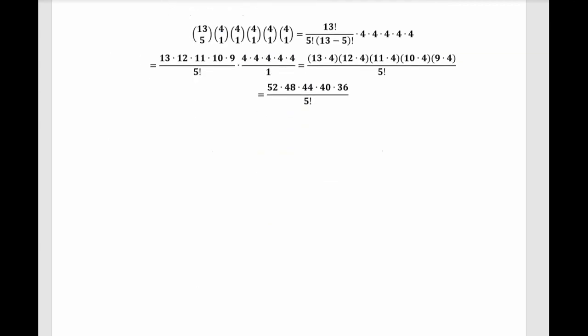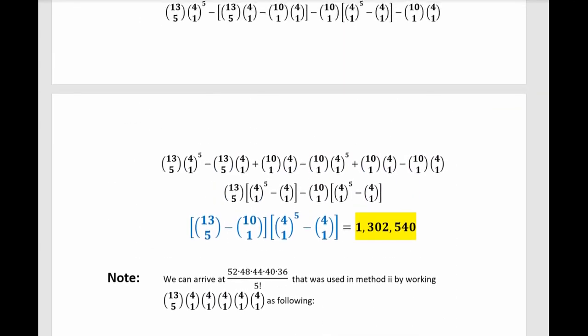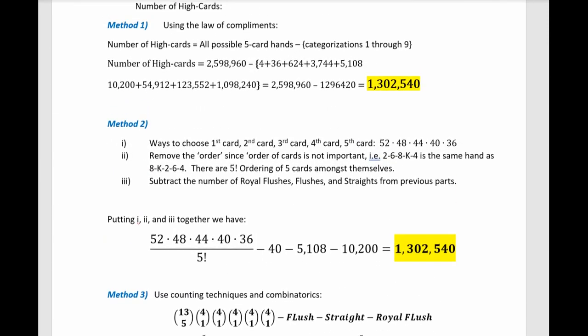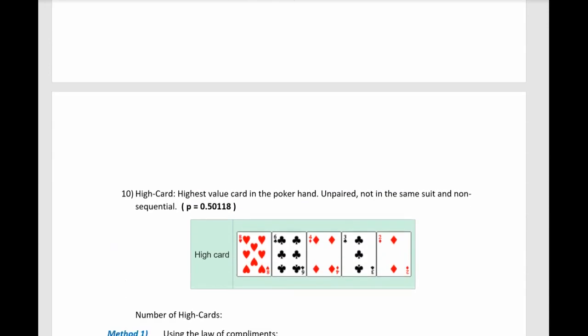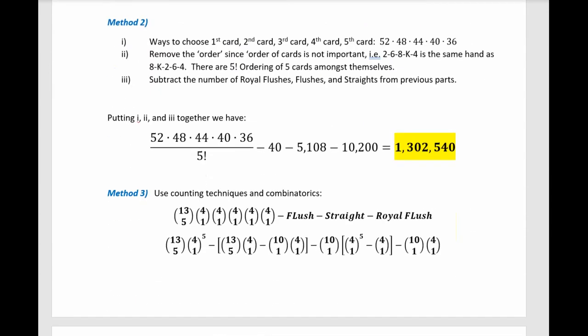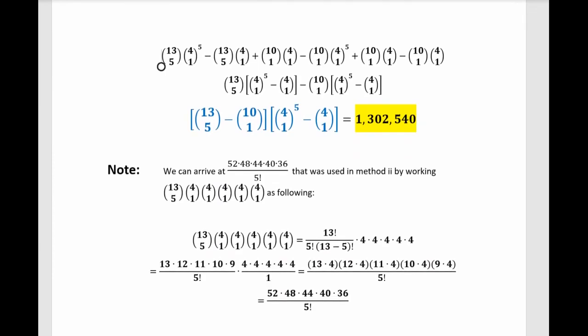So with that, we are done with this video, and we did what we wanted to do, which is to assess the number of possible poker hands and their corresponding probabilities. Okay, and I hope that you find this useful, and we are done with this segment.